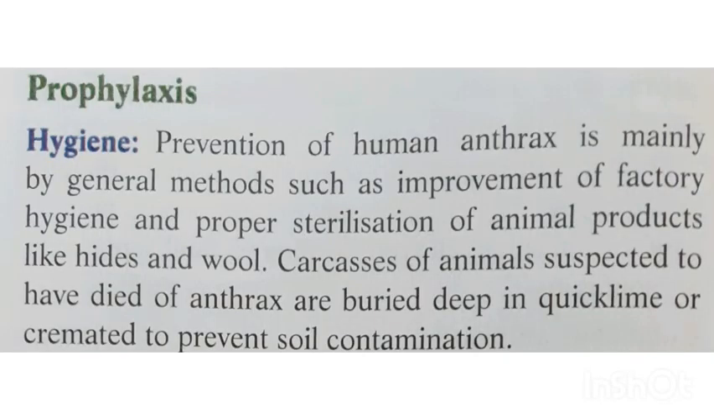Next we can discuss prophylaxis. Here hygiene practices as well as immunization are two methods we can adopt to control anthrax disease. Prevention of human anthrax is mainly done by general methods like improvement of factory hygiene, proper sterilization of animal products, etc. And the carcasses of animals suspected to have died of anthrax should be buried deep in the soil. That prevents soil contamination.